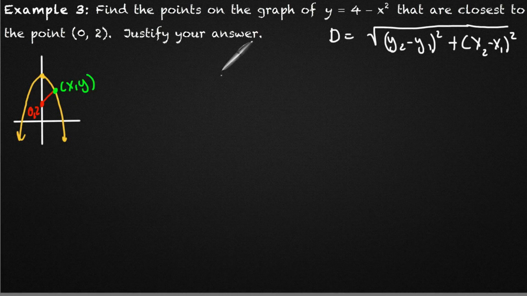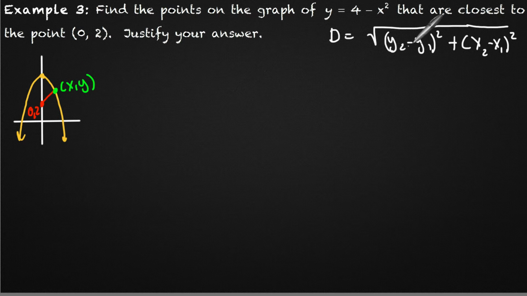Okay, example 3. We want to find the points on the graph of y equals 4 minus x squared that are closest to the point (0, 2). Justify your answer. So I've drawn this upside down parabola, 4 minus x squared, and I've put the point (0, 2) on the y-axis, and I've drawn an arbitrary point on the curve, (x, y). What we want to do is find the points on this curve where the distance from (0, 2) to that point is a minimum distance, so the closest points.